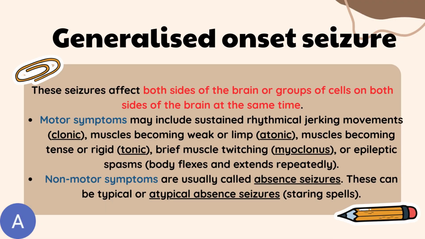The generalized onset seizure usually happens when both sides of the brain, or groups of cells on both sides of the brain, are affected at the same time. The motor symptoms may include sustained rhythmical jerky movements, muscles becoming weak or limp, muscles becoming tense or rigid, brief muscle twitching, or epileptic spasms. The non-motor symptoms are usually called absence seizures. This can be typical or atypical absence seizures. Absence seizures can also have brief twitches that can affect a specific part of the body or just the eyelids.